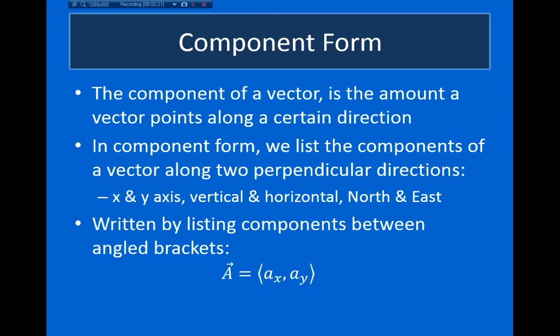Another way that we can write a vector in component form is we can put the x component and then a comma and the y component. When we do this, we place the components between angular brackets. The reason we use angular brackets instead of parentheses is to emphasize that this is a vector and not a coordinate. The reason this is important is because the laws of physics are the same everywhere in the universe.